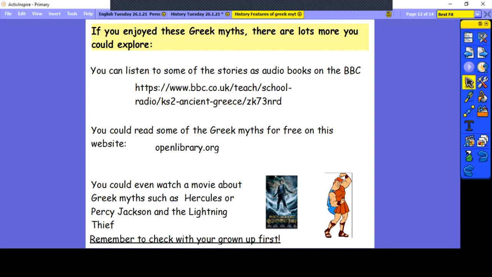I've already shared this with some of my class, but you can read some of the Greek myths for free on this website. If you go to this website, it's a completely free online library. And then if you just type in the search box Greek myths, then you can look for some stories to read there. And you could even watch a movie about the Greek myths, such as the Disney Hercules movie. I think it's Disney, it might be Pixar. Or Percy Jackson and the Lightning Thief. I'm not sure if that's a PG or not, so maybe just check with your grown-up first before you start watching that.